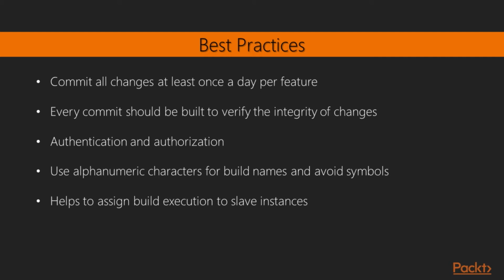Authenticate users and enforce access control, authentication and authorization. Use alphanumeric characters for build names and avoid symbols. Keep different build jobs to maintain granularity and manage operations in a better way. A single job for all tasks is difficult when trying to troubleshoot. It also helps to assign build execution to slave instances, if that concept is supported by the CI server.